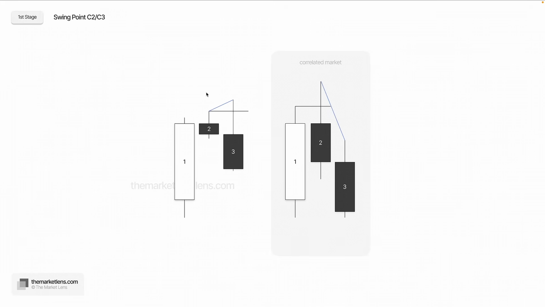Here we have an SMT between candle 2 and candle 3, where on the candle 2 closure, the SMT is confirming that reversal, and we look to trade candle 3 continuation lower.